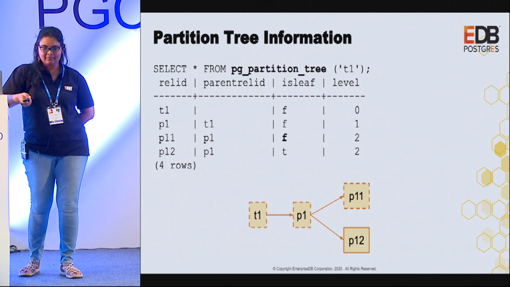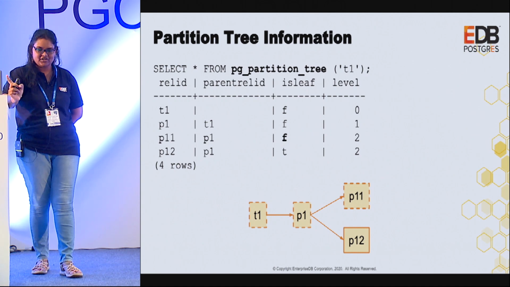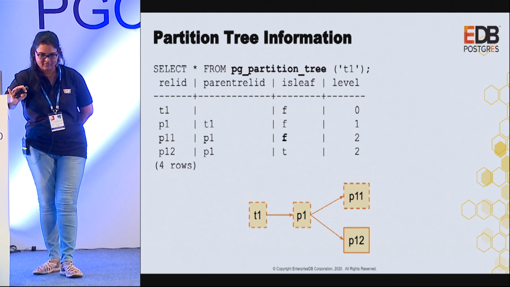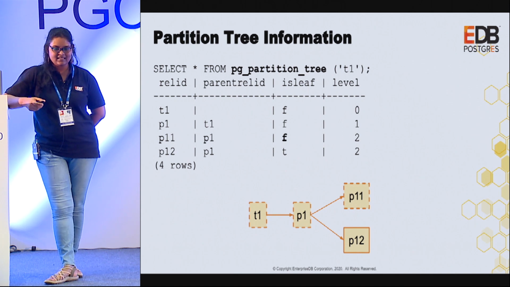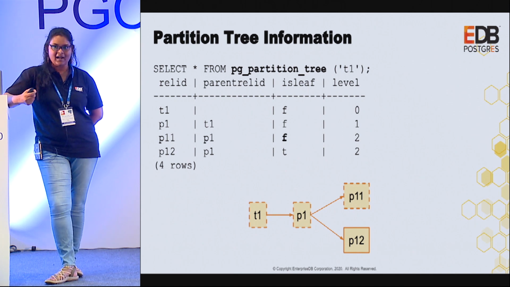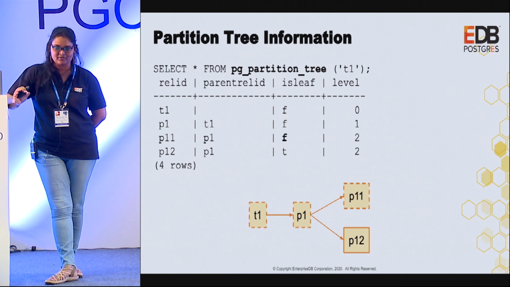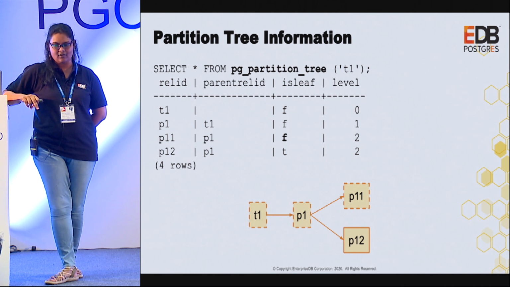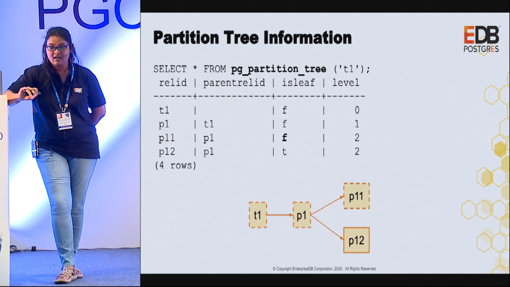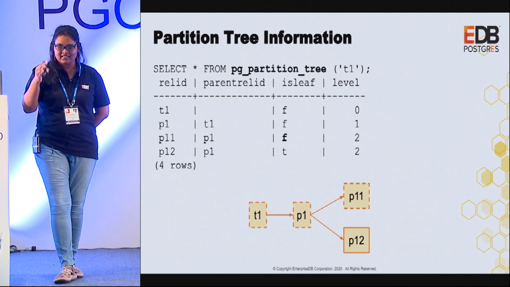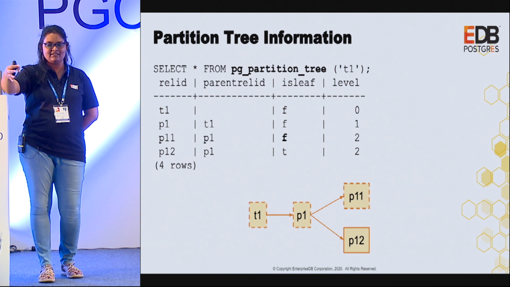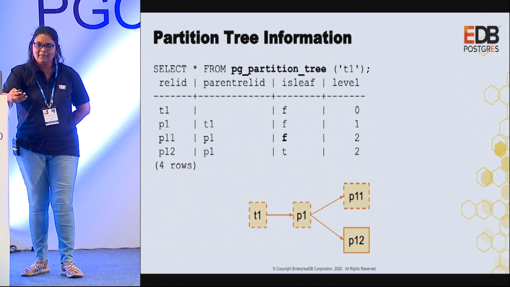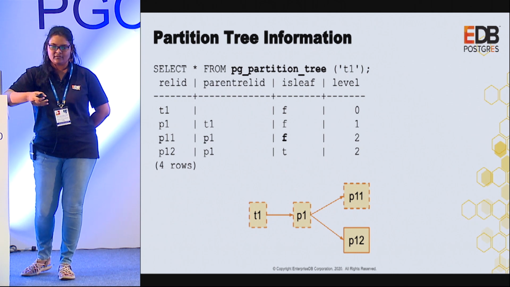Yeah, so this is just an example. When you say pg_partition_tree, it shows the partition tree in a table format, and also gives you certain values. In this case, P11 is further partitioned, though it does not currently have any partition of its own. It is a partitioned table, and that's why the isleaf column says false for P1, because it's not a leaf, it will have children. The level specifies at which level that particular table is, like T1 is level 0, P1 is level 1, and P11 and P12 are level 2. And the parent rel ID is the immediate parent of that particular table.